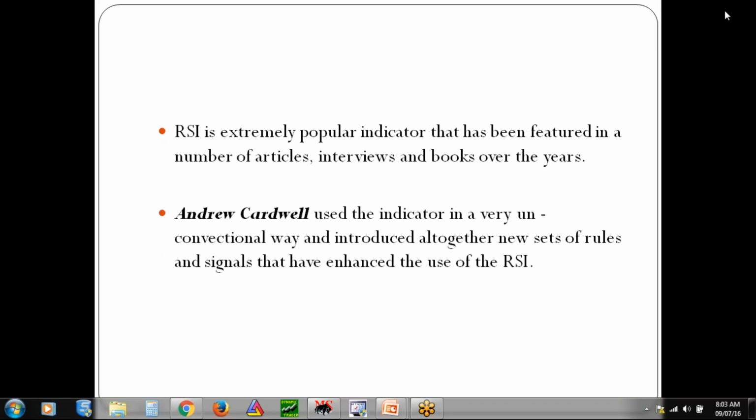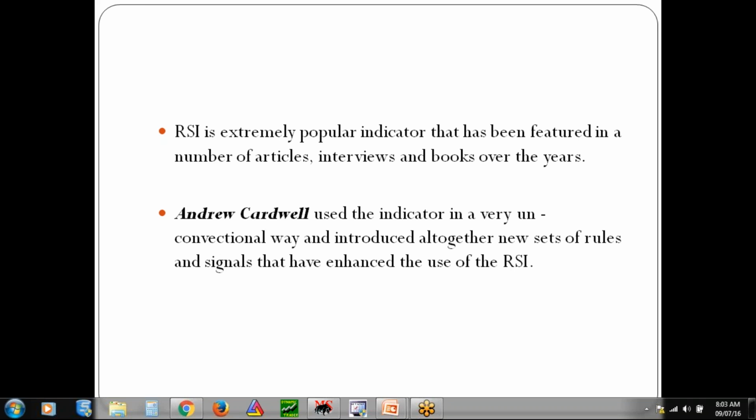RSI is an extremely popular indicator, and it is featured in a number of articles, interviews and books. This is the most popular indicator. Every technical analyst has used, or must have used, the RSI because it gives us one single line and it looks very simple. So RSI is the most popular indicator.